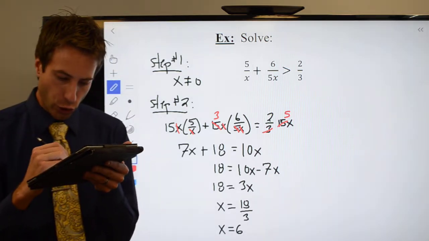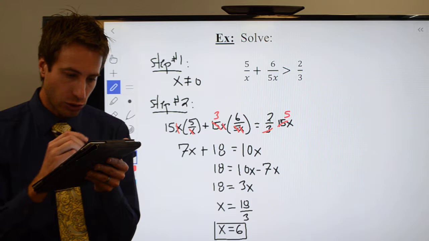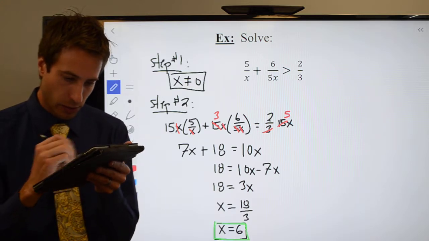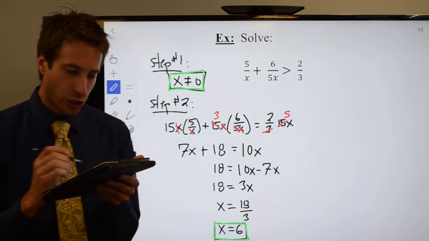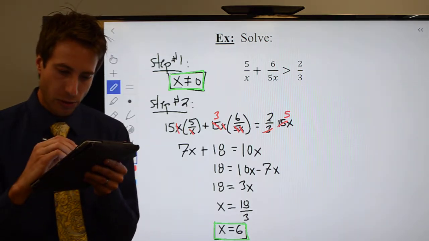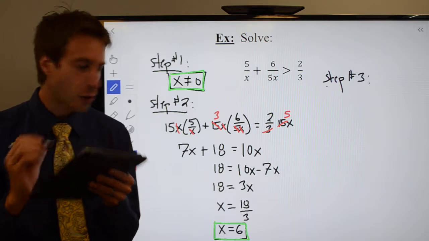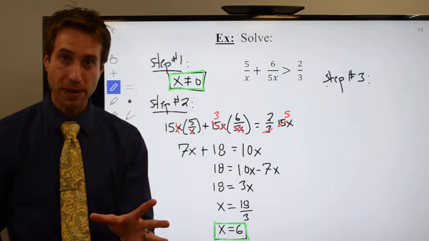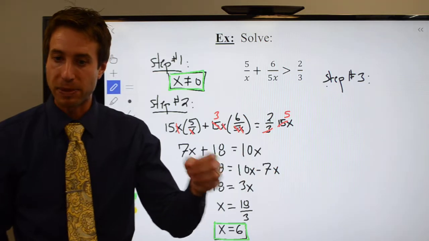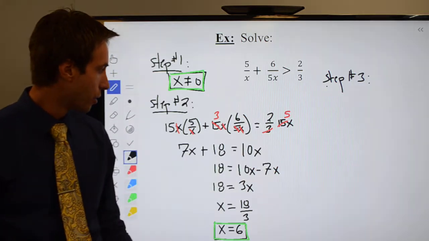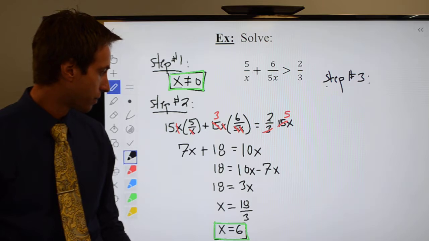Okay, so I've got, check this out, 2 excluded values. Let me do them in a different color. This one and this one. So if you guys remember then, step number 3 is to take those excluded values, drop them on a number line to split that number line up into intervals, and then go ahead and test those intervals.